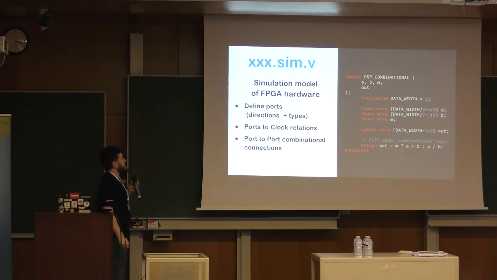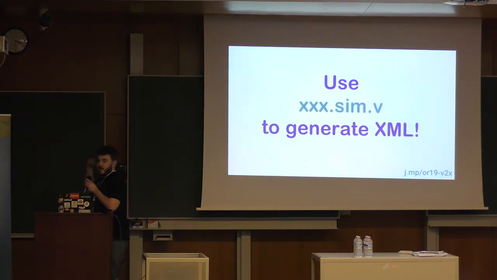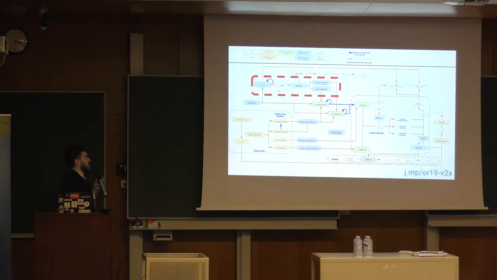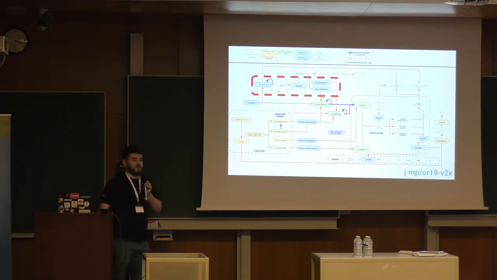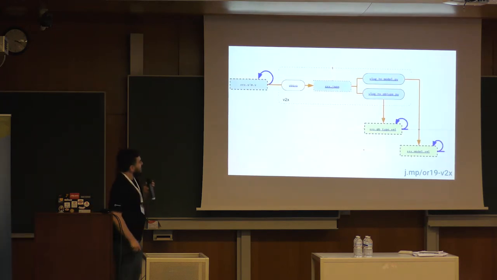So why not use those files to generate XMLs and not write them by hand? You know, computers are way better at writing files than humans. So why not use that? And actually we do that. We have a part of the flow that is responsible for generating the XML files from Verilog files. If we take a closer look, this is what V2X does. And how does it work?